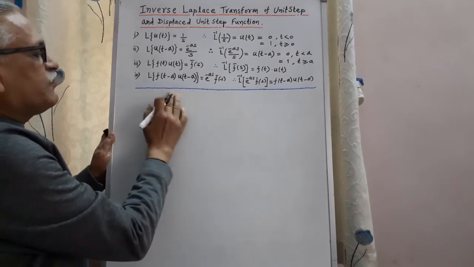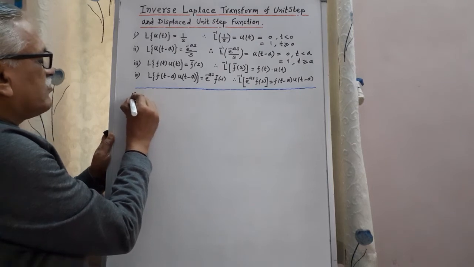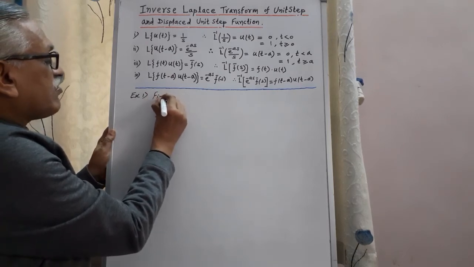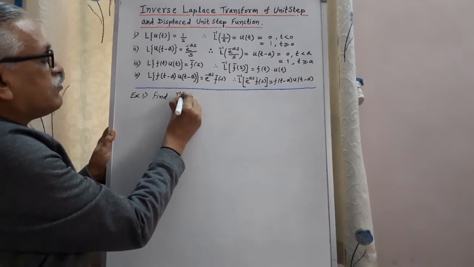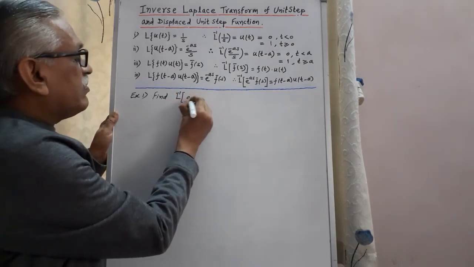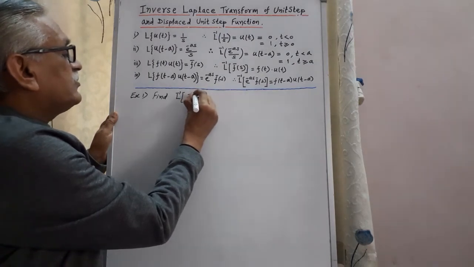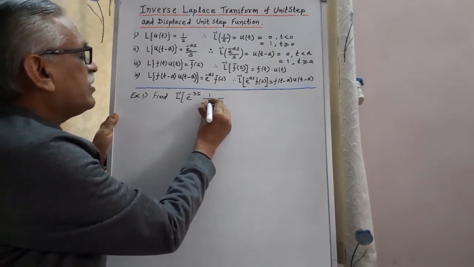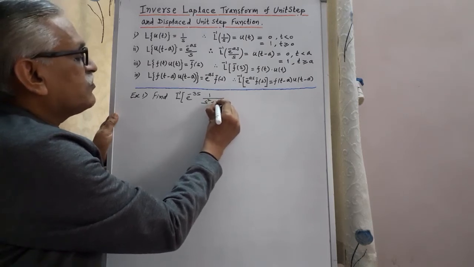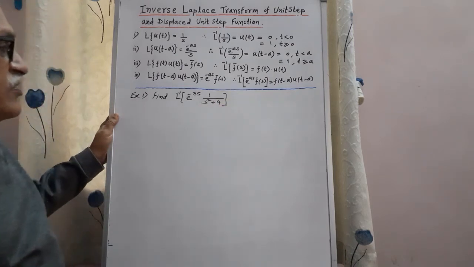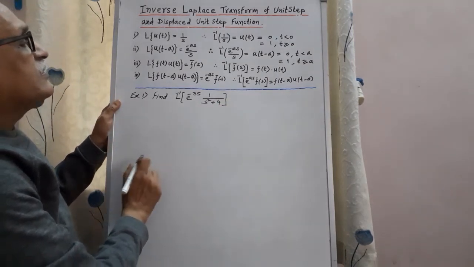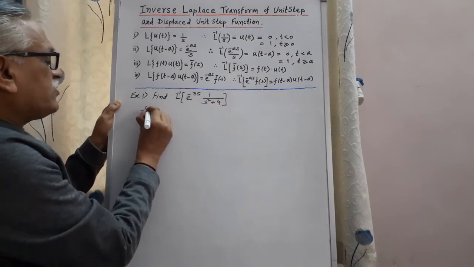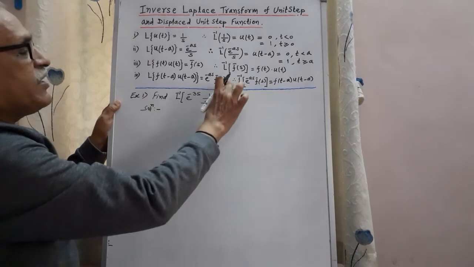Then let us see some simple examples on this. Find inverse Laplace of e raised to minus 3s into 1 upon s square plus 4. Okay, and therefore it is in this form, e raised to minus 3s into f bar of s. Therefore we try to find the inverse of this by using this fourth result.